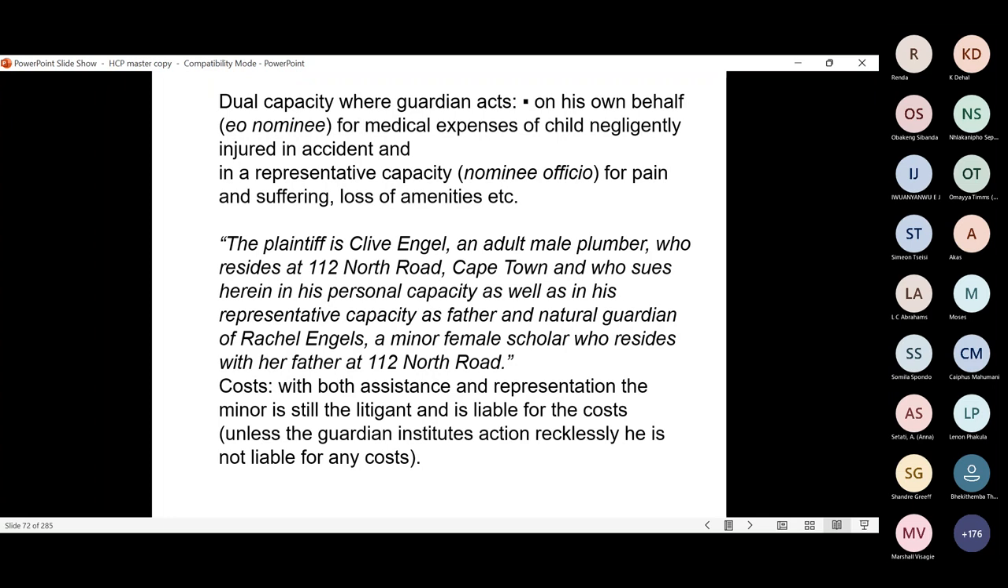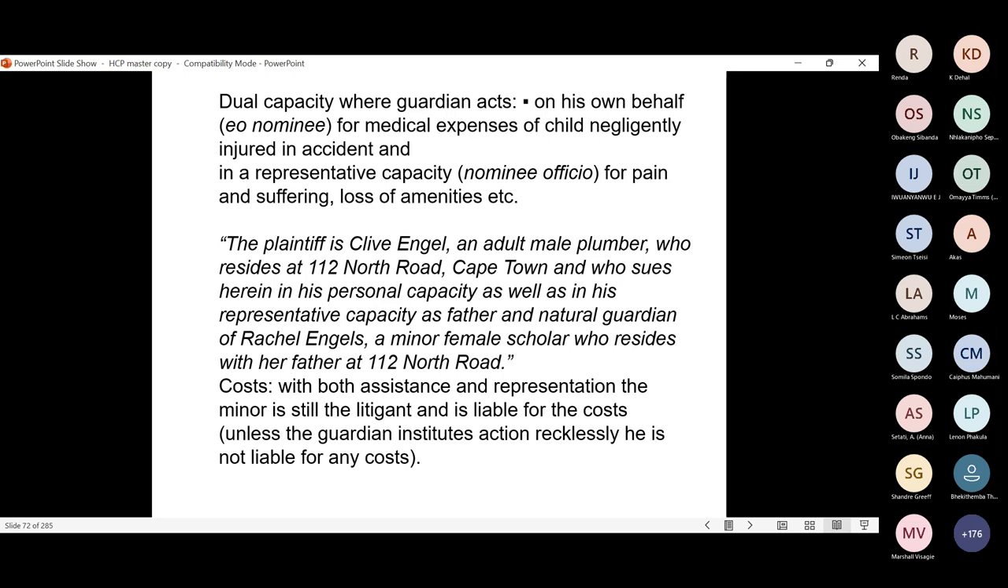Now, the costs: you have both assistance, that is when the child is older than 7 and you've chosen to use that option, and representation. The minor is still the litigant and is liable for the costs. Unless the guardian institutes action recklessly, he is not liable for any costs. Now, we all know that if a minor is a plaintiff and the court gives a cost order, where is the minor going to get money to pay the costs?